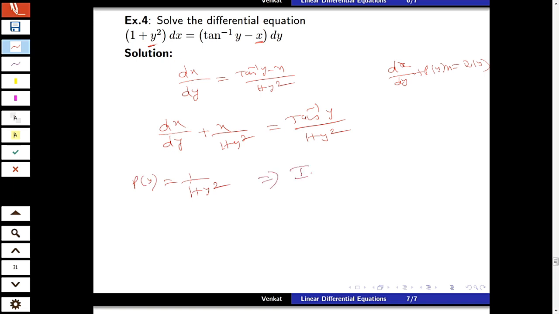What is the integrating factor? e power integral p of y dy. The integration of 1 by a square plus x square is 1 by a tan inverse x by a. So here it is tan inverse of y, since a is 1. So e power tan inverse y is the integrating factor.